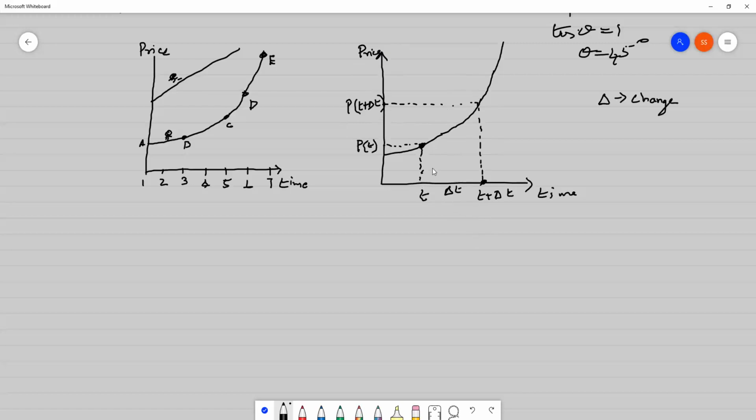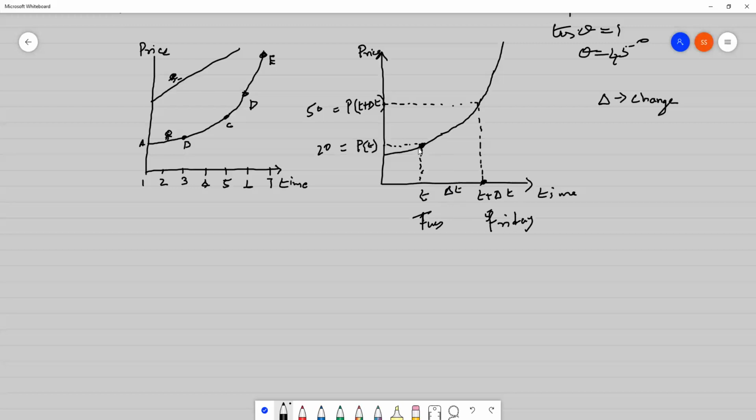So if del T is the increment in days, suppose this is the first day and this is the fifth day, so del T is 4 days. After 4 days, the price is P of T plus del T. This may be some value, maybe this is 20 rupees and this is 50 rupees. Maybe this is a Tuesday and this is a Friday: Tuesday, Wednesday, Thursday, Friday. So del T is 3 days.